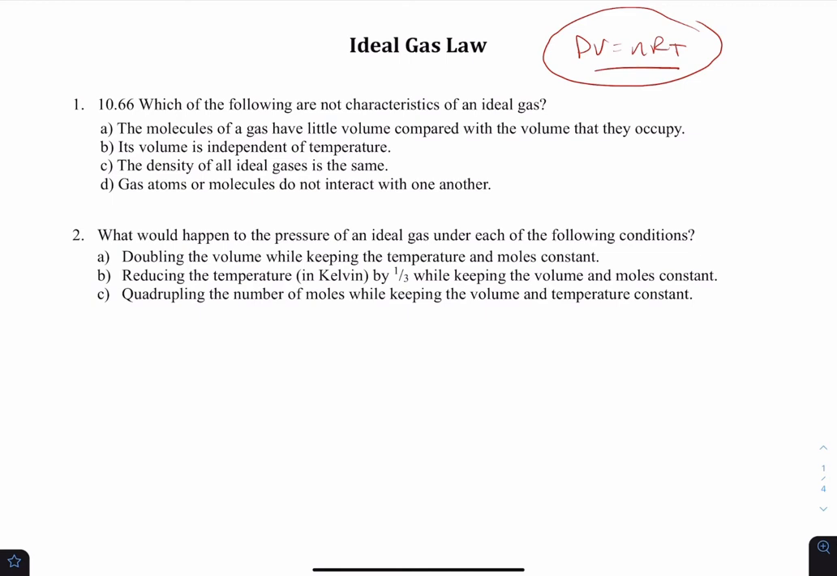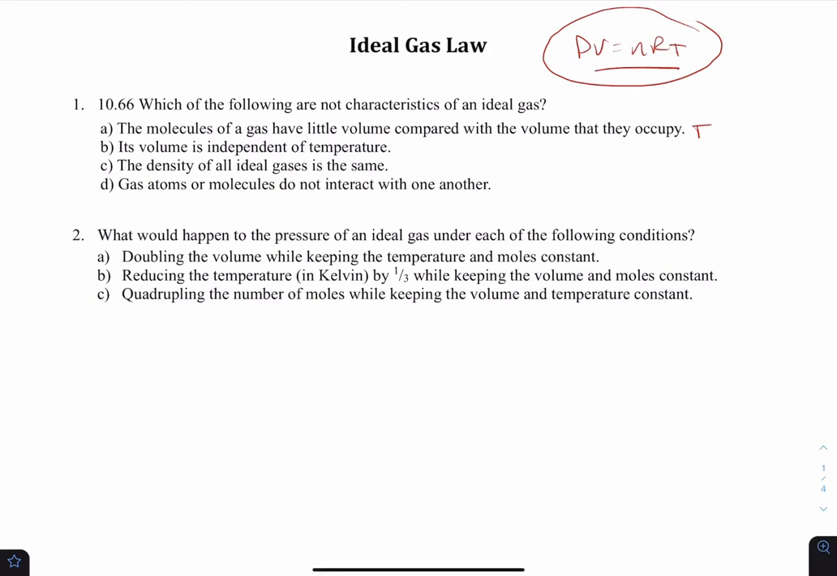So which of the following are not characteristics of an ideal gas? Okay, so two of these here will be assumptions of the ideal gas law, and two of them will not be. Okay, I'll say that right off the bat. Letter A says the molecules of a gas have little volume compared with the volume they occupy. That is true. Okay, that is true. That is one of the main assumptions of the ideal gas law.